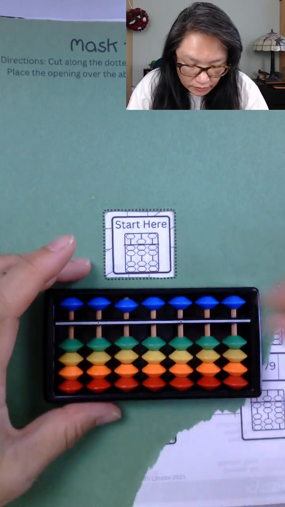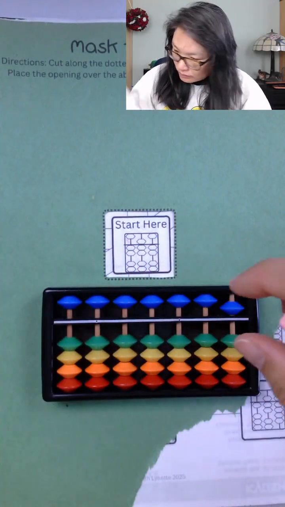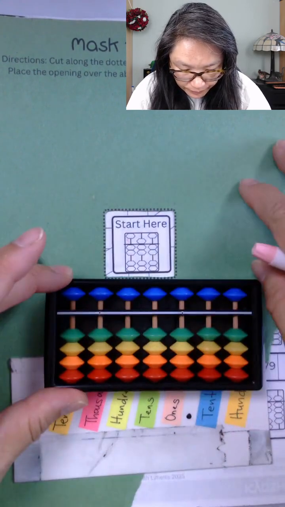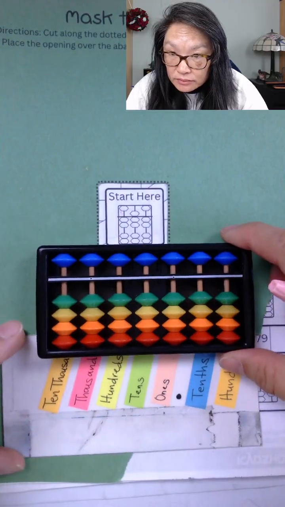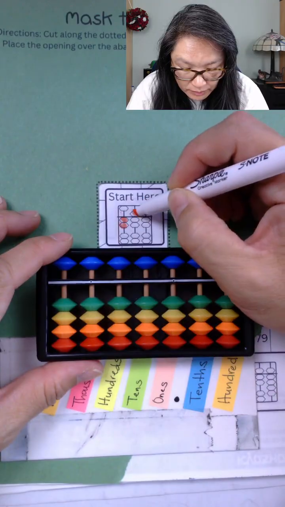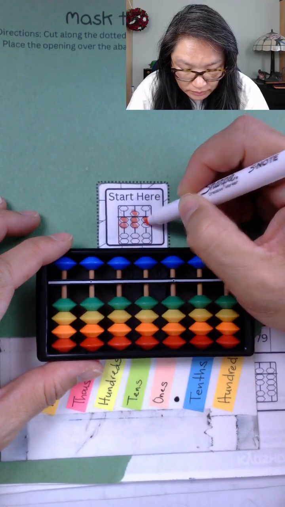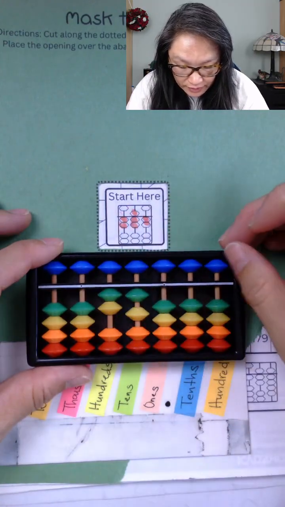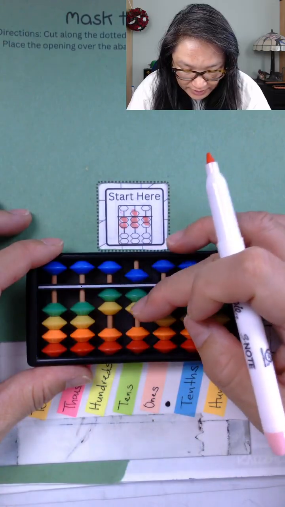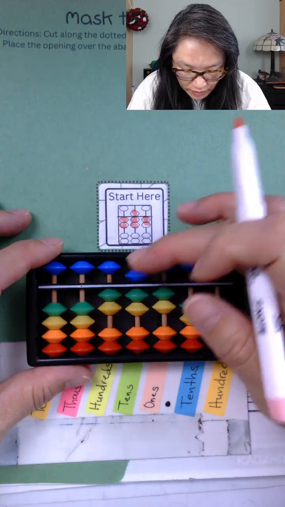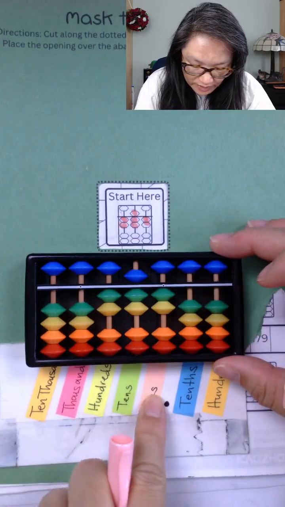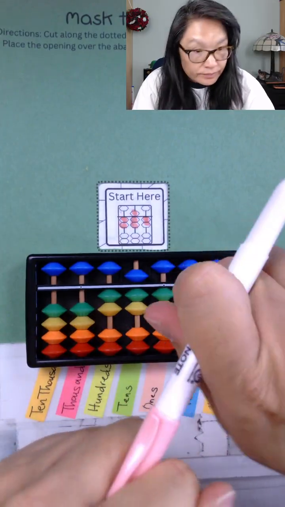So if I look, I have my hundreds, my tens, and my ones. So we have hundreds, that's 2, 1, 2. I have my tens, 5, 6, 7, and then I have 2. So my answer is 272. How do I know? Because I have my ones, my tens, my hundreds.